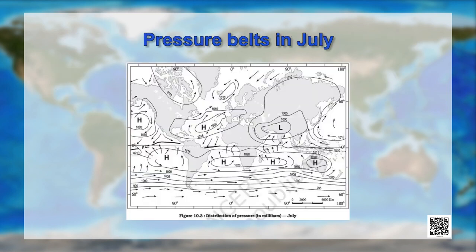Pressure belts in July. In the northern hemisphere during summer, with the apparent northward shift of the sun, the thermal equator, that's the belt of highest temperature, is located north of the geographical equator. The pressure belts shift slightly north of their annual average locations.